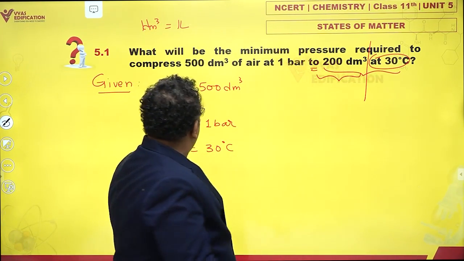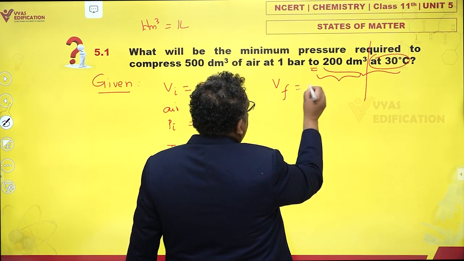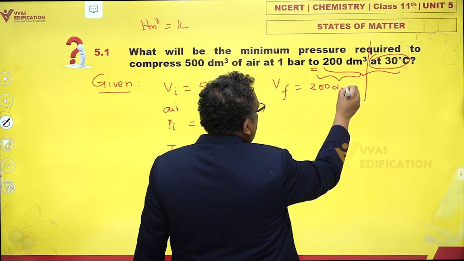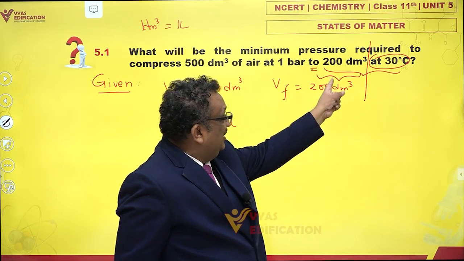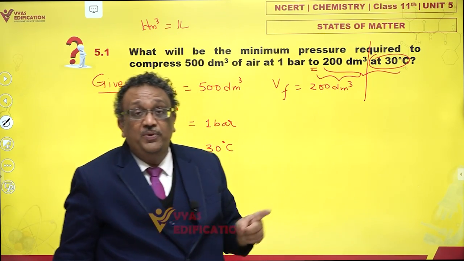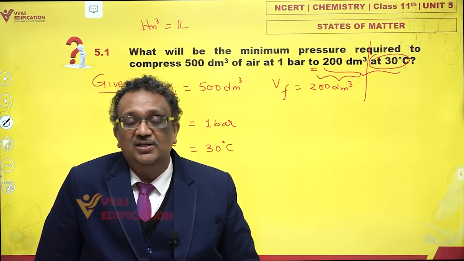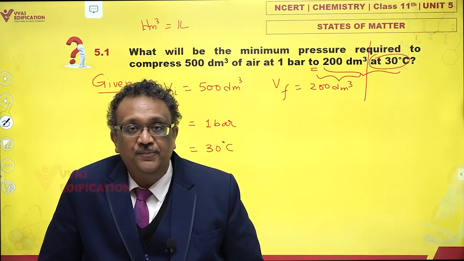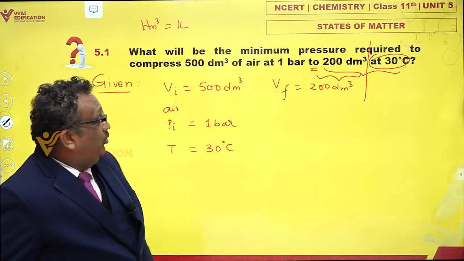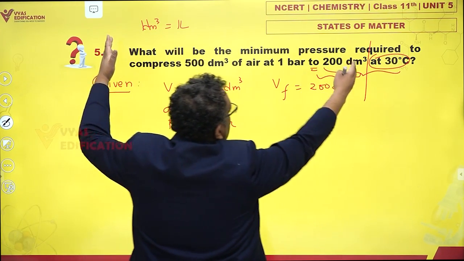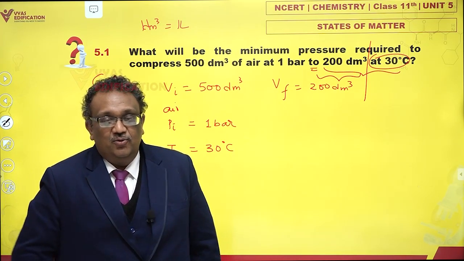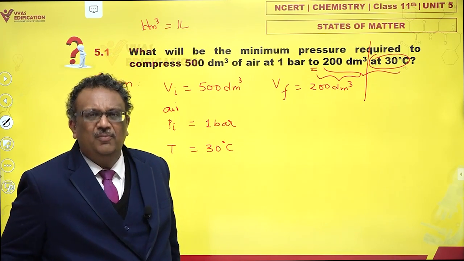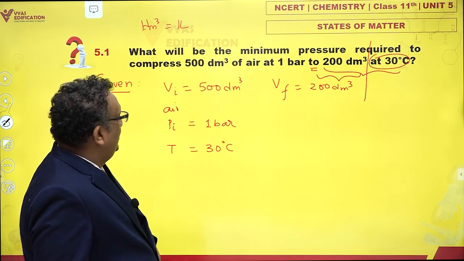And final volume is 200 decimeter cube, that also is final. The meaning of temperature could be that final temperature is 30 degrees Celsius. That is one possibility. And it might also mean that all this drama is happening at 30 degrees Celsius. It is a double meaning question. Not good. But I mean, that is the way NCERT is.